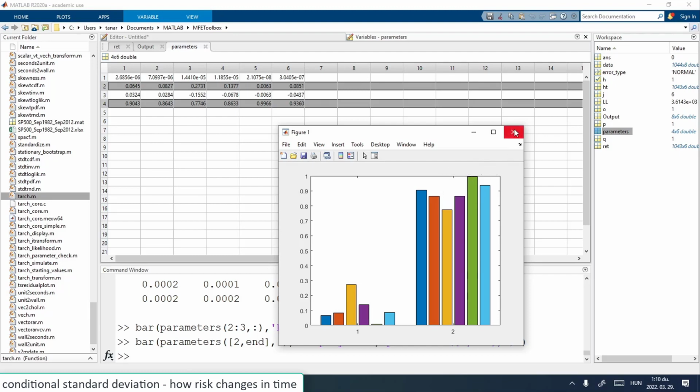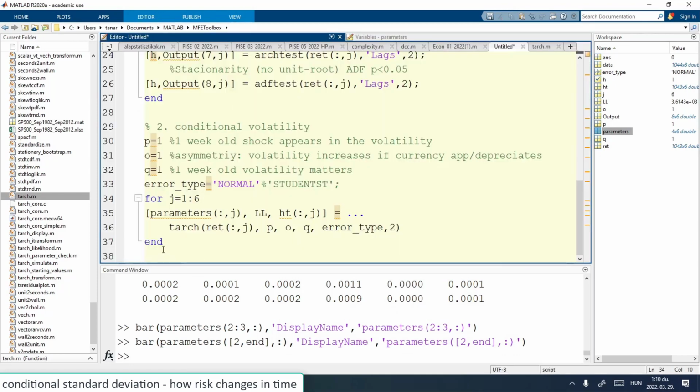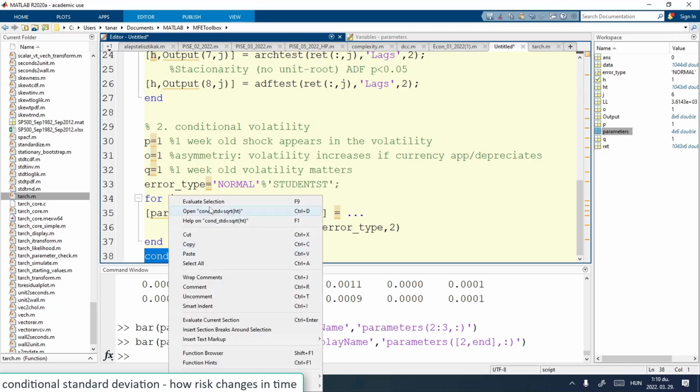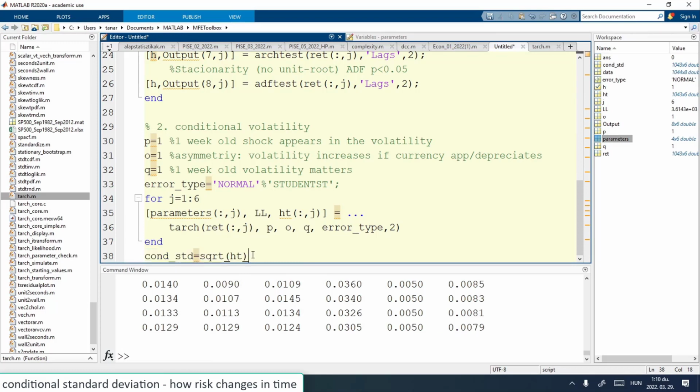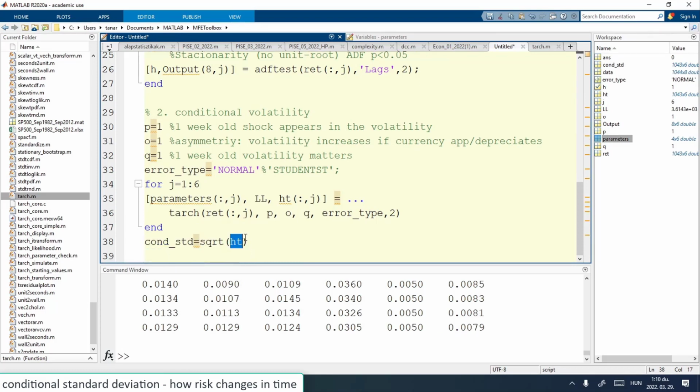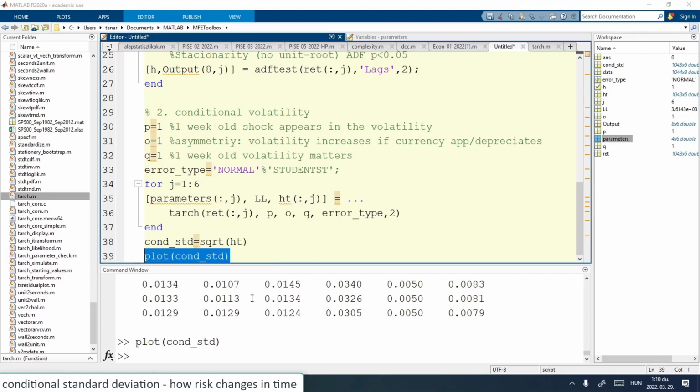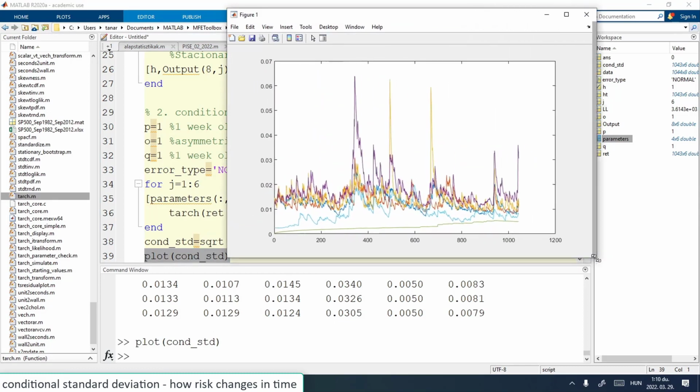what do we do here? Because yes, it's nice to have parameters, but this is not the goal. The goal is to have the conditional standard deviation, which is the square root of the conditional variance, because conditional variance was this HT which was provided by the model, and if we are plotting them out, we can see that they are nice.